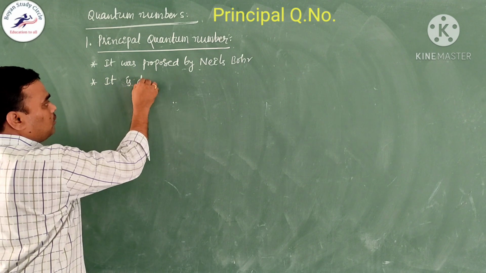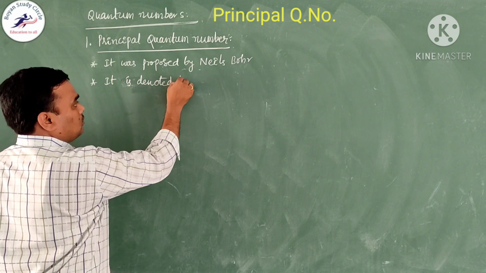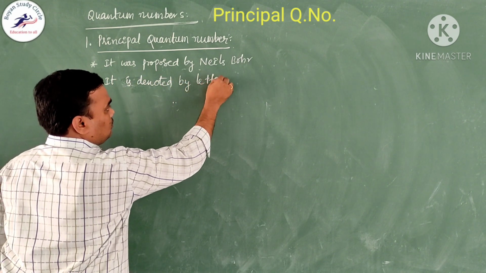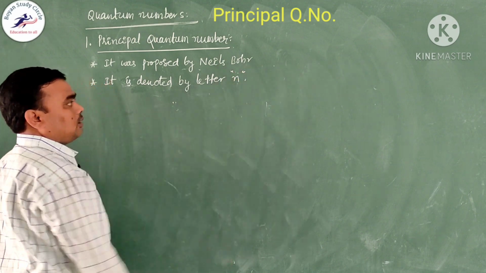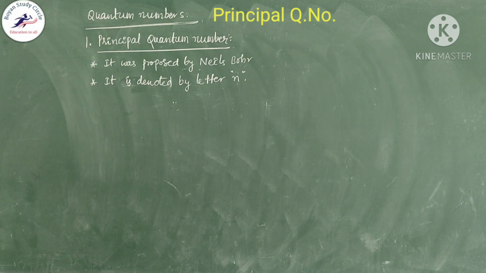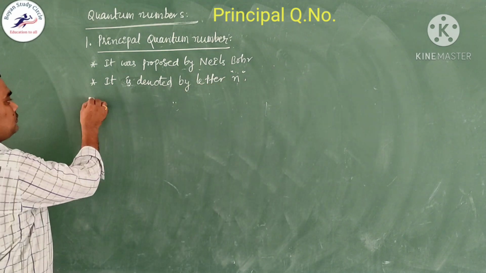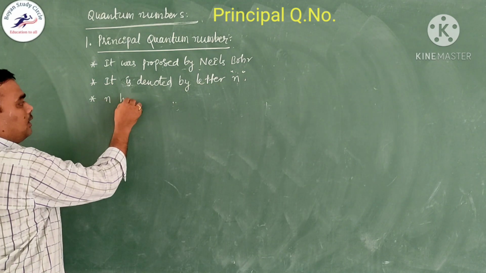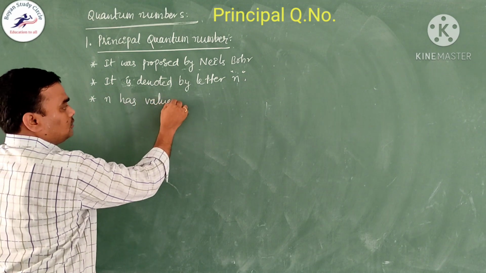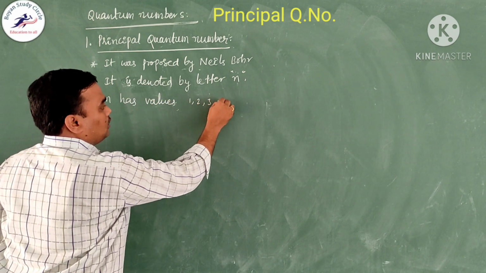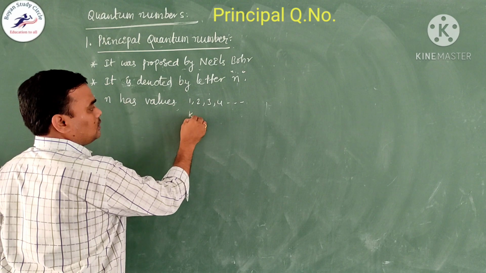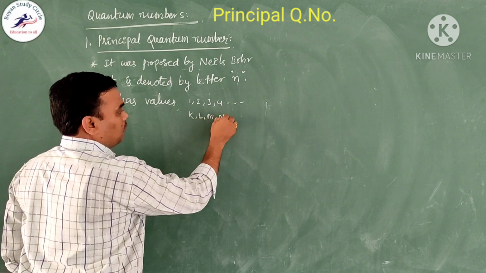It is denoted by the letter N. N has values 1, 2, 3, 4, and so on, or K, L, M, and so on.